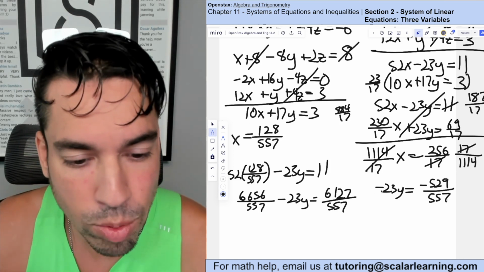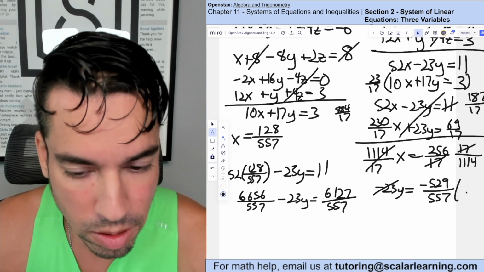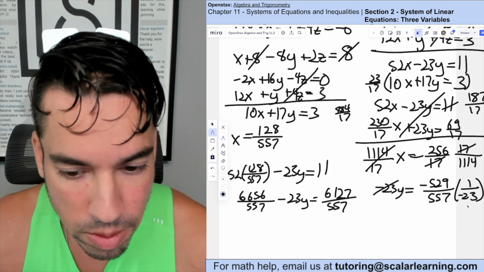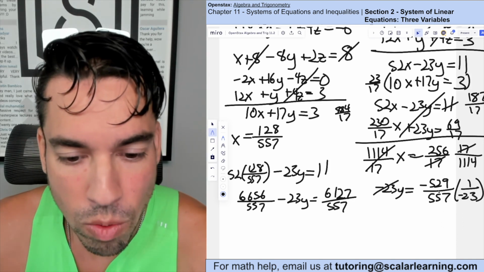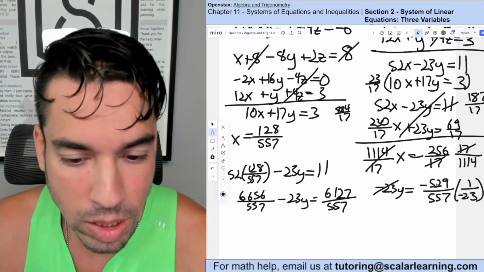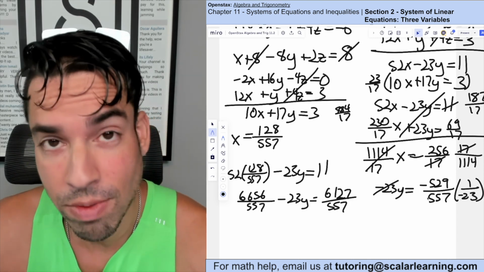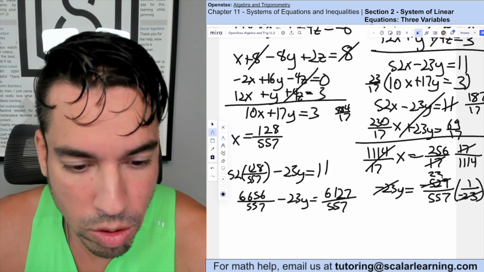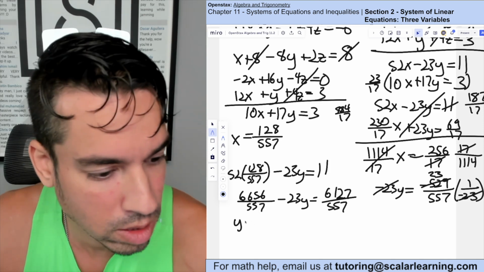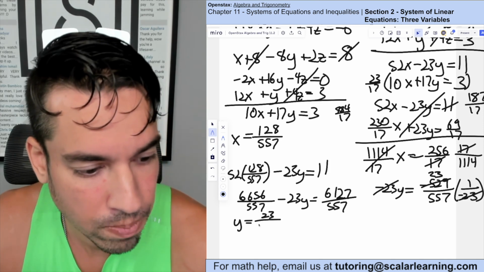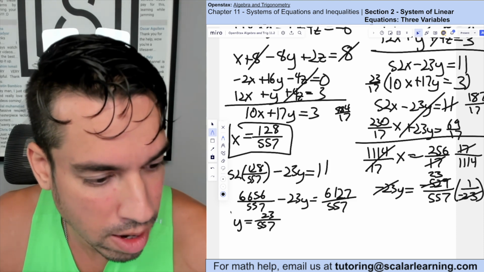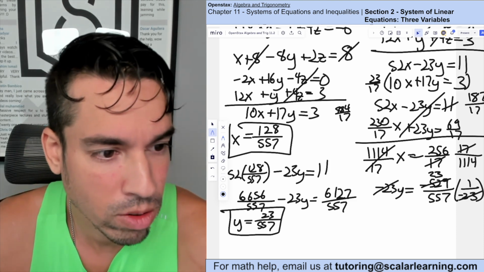Okay, last but not least, we're going to divide by negative 23, which is basically multiplying by 1 over negative 23. And this just so happens to go in exactly into 529, 23 times. So 23 squared is 529. So that's kind of cool because the negatives cancel out and that just turns into a 23. So now I know that y is equal to 23 over 557. All right. So far we have x, we have y. Now we just have to figure out z.